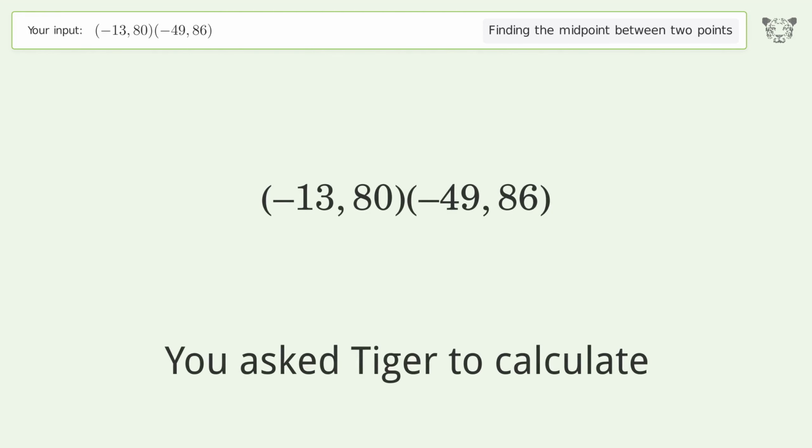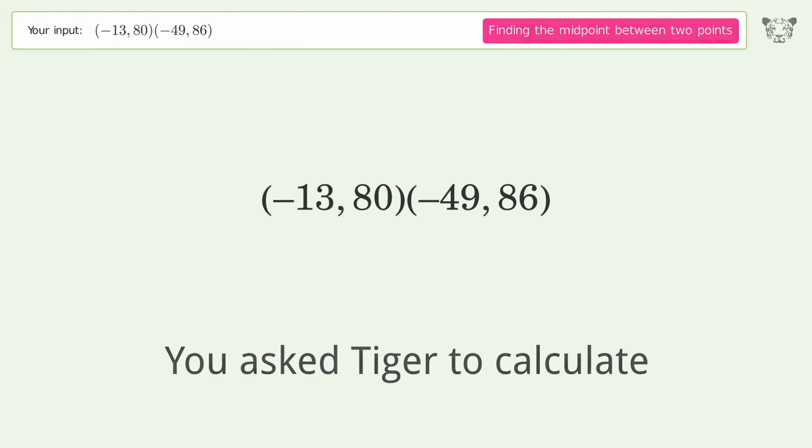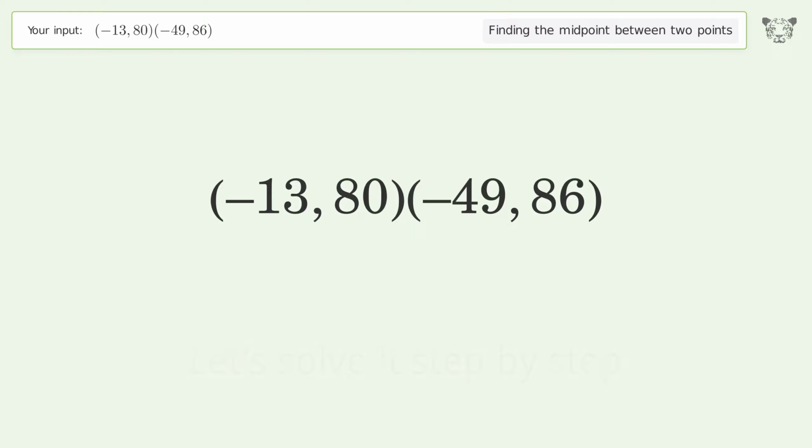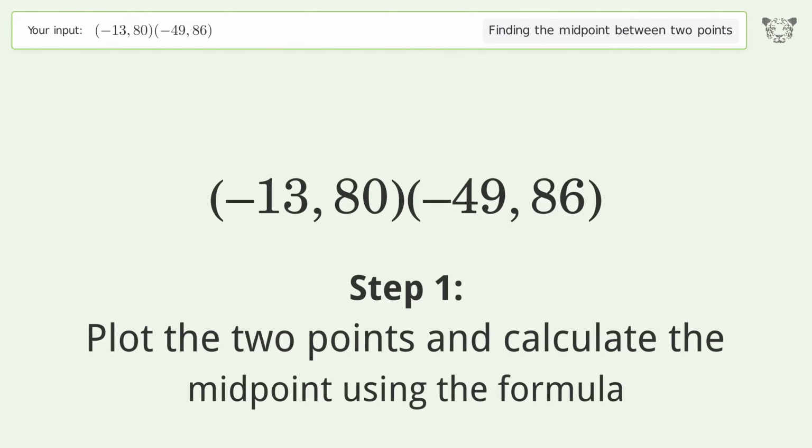You ask Tiger to calculate. This deals with finding the midpoint between 2 points. The midpoint between the 2 points is -31,83. Let's solve it step by step. Plot the 2 points and calculate the midpoint using the formula.